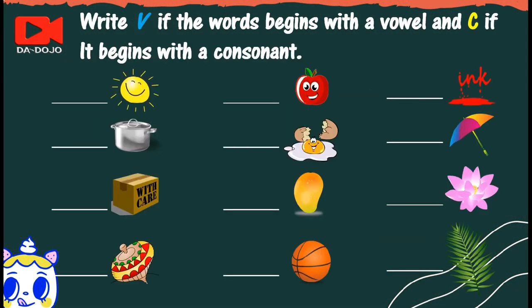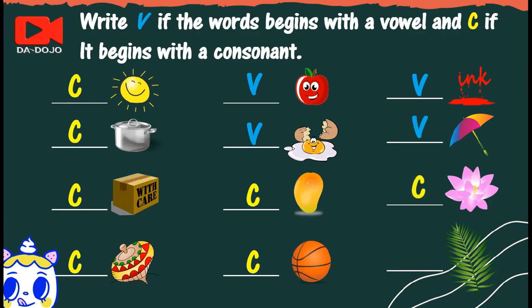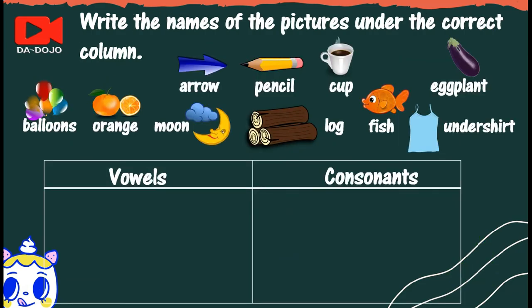Now, let's write V if the word begins with a vowel, and C if it begins with a consonant. Let's write the names of the pictures under the correct column.